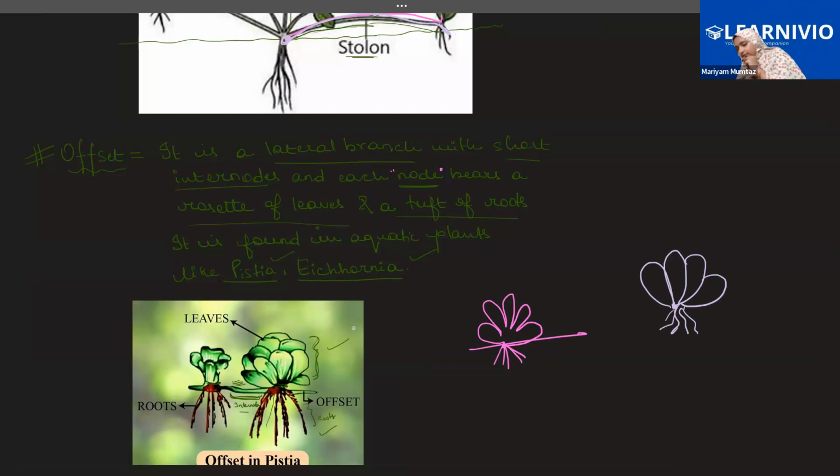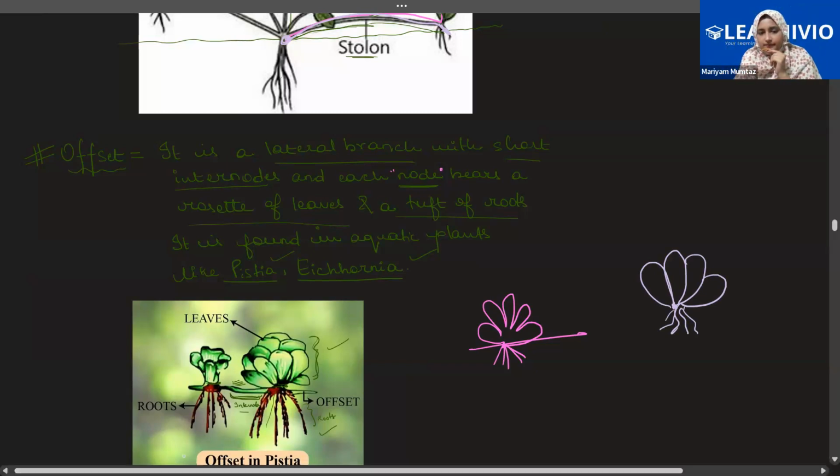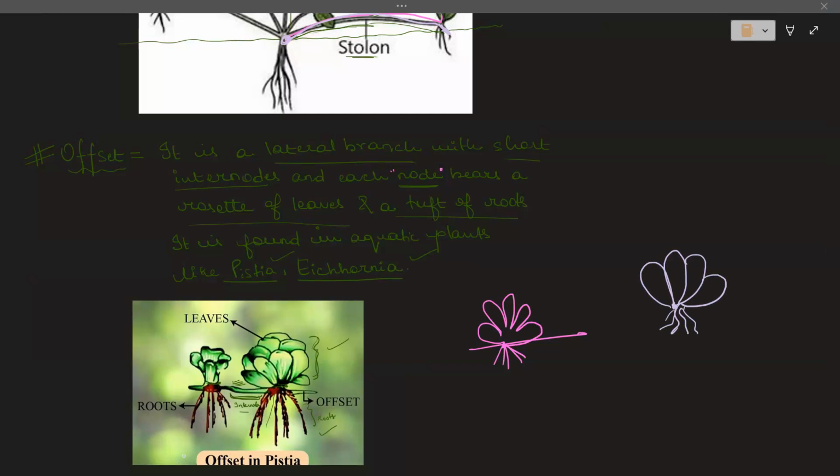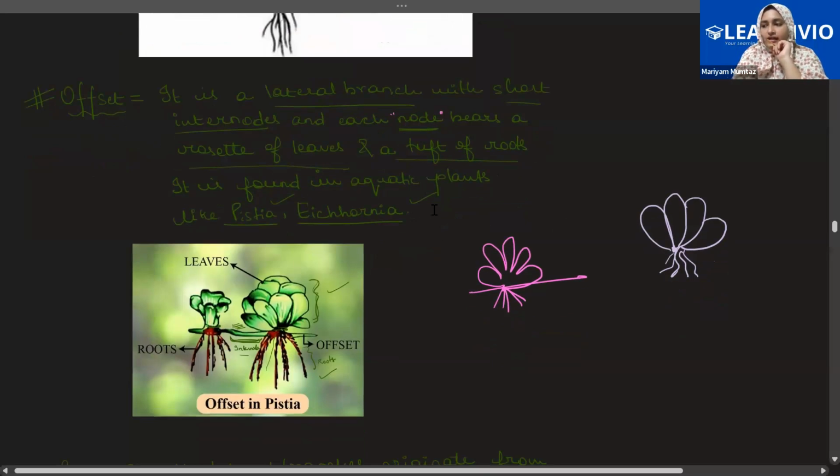Any doubts up until now? Just one second, students. Yes. Now this kind of stem modification is found in aquatic plants such as Pistia and Eichhornia. Clear?